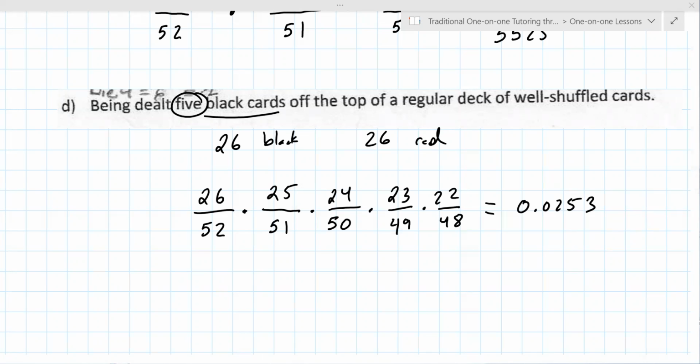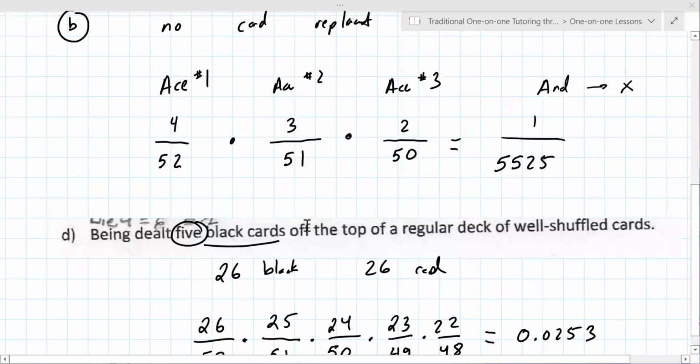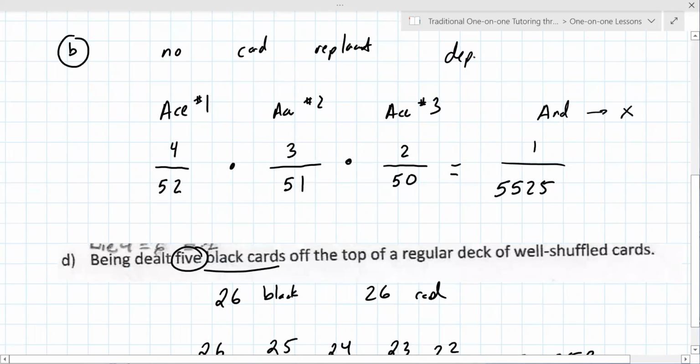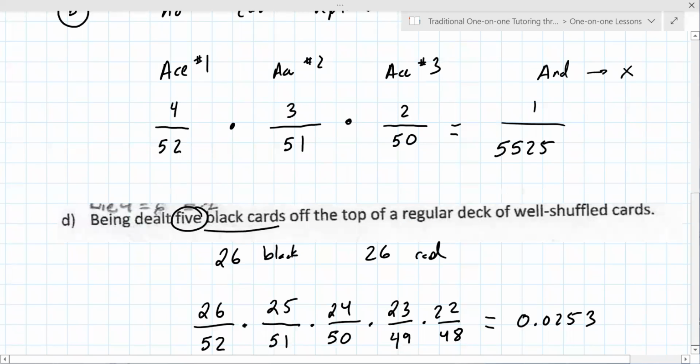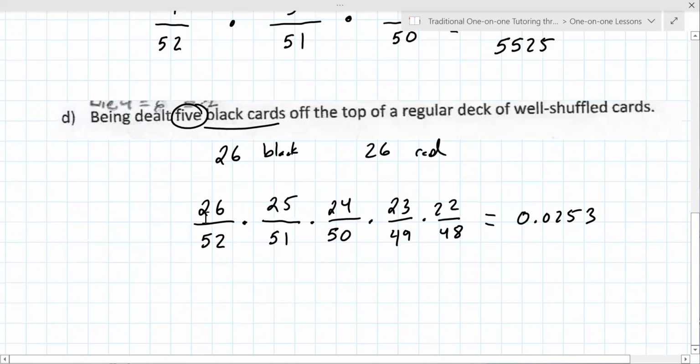And this would be dependent or independent? Oh, these are dependent. Sorry, and the last one is also dependent. Okay. They're dependent because the next one depends on the first one, because you have to assume that you made an ace. Here you have to assume that you took a black card. So this is also dependent. Okay.